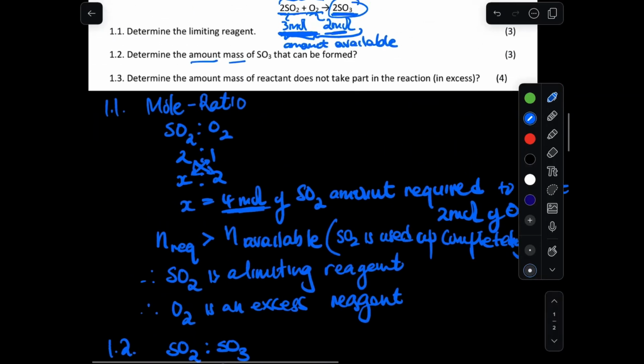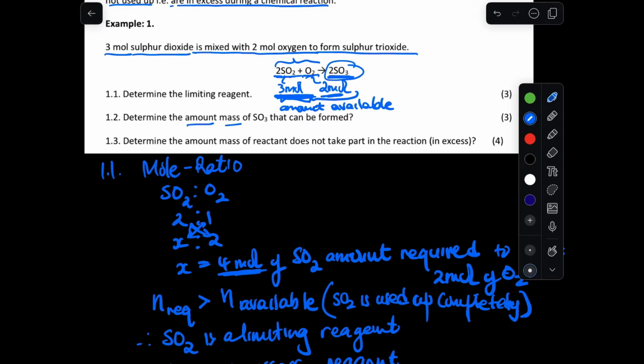Now let's go to the last question, 1.3. In 1.3 it says determine the mass of the reactant that does not take part in the reaction, the one in excess. As I've mentioned before, since the sulfur dioxide is the limiting reagent, that means the oxygen is in excess. So we want the amount of oxygen that was left in the reaction chamber.